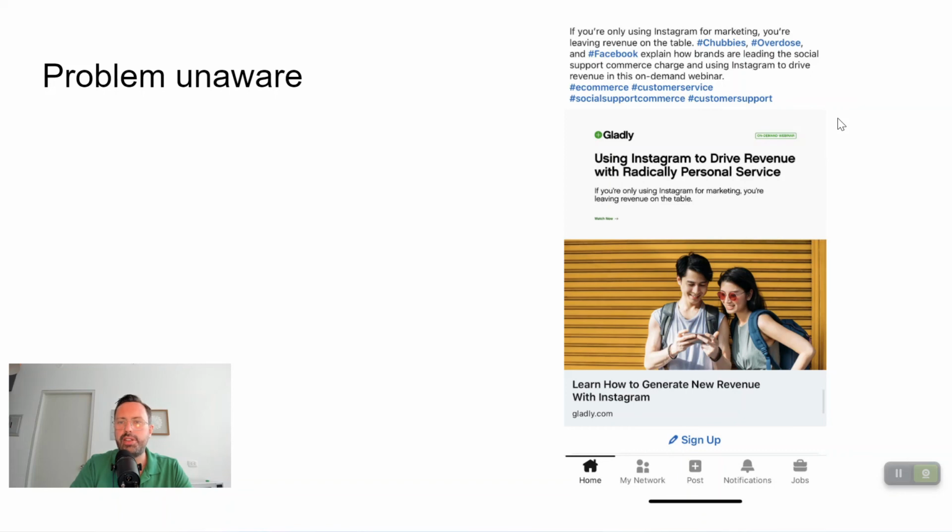If you're only using Instagram for marketing, you're leaving revenue on the table. And then we have this guide here: Using Instagram to drive revenue with radically personal service. Okay, so they're going to provide you some useful educational information, make you aware of the problem, and then there'll probably be a segue into whatever category that Gladly participates in.